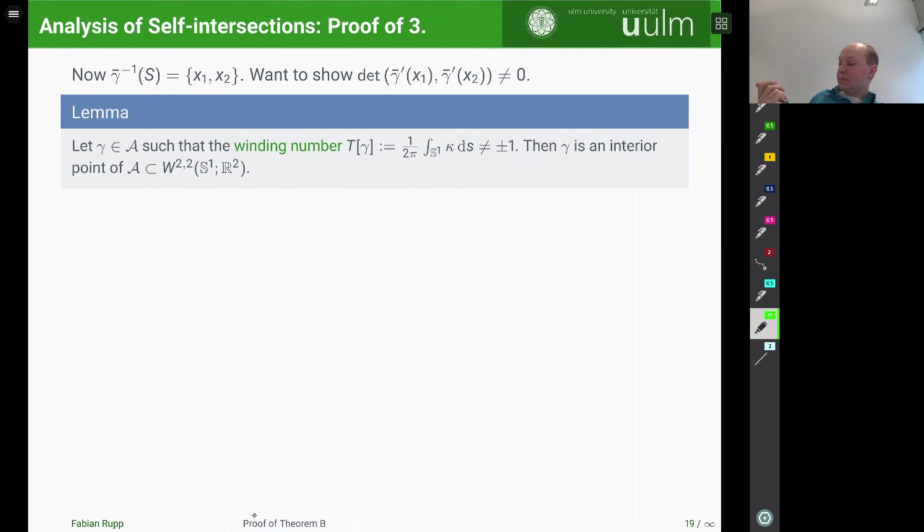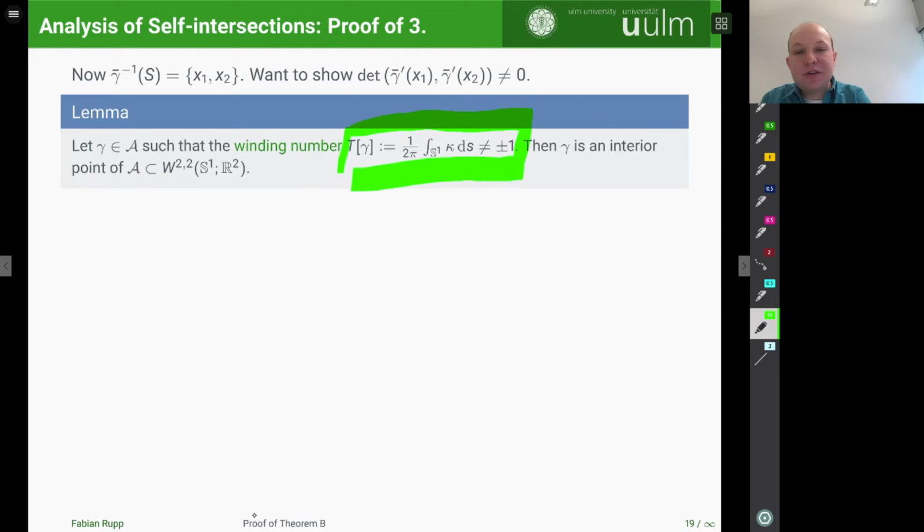If we have a curve gamma in the admissible set A, so a curve with a self-intersection, which has winding number, and the winding number is defined here. It's the integral over the curvature without absolute value, so it's just the signed curvature inside here. And if this winding number is not plus or minus 1, then gamma is an interior point of A. So in particular, if we are at an interior point, then we know that we can use the classification of elastica.